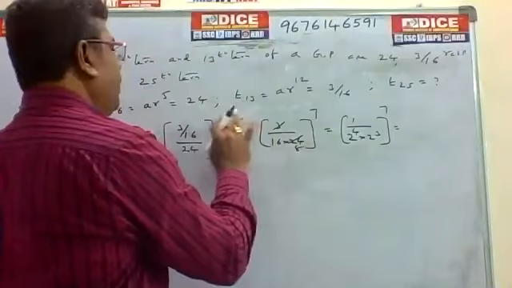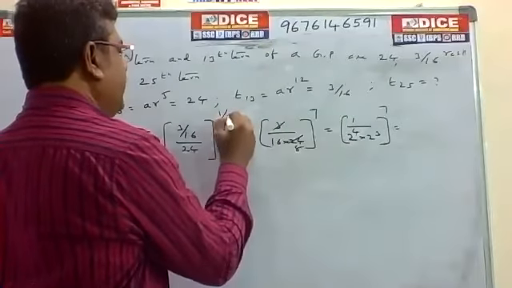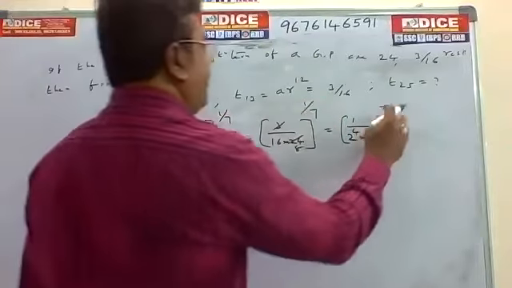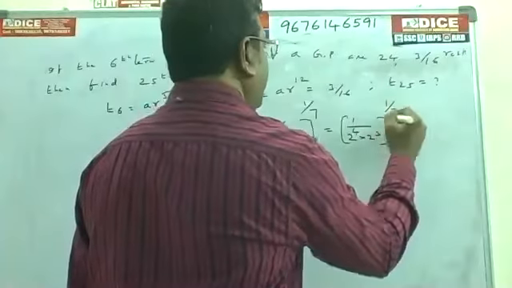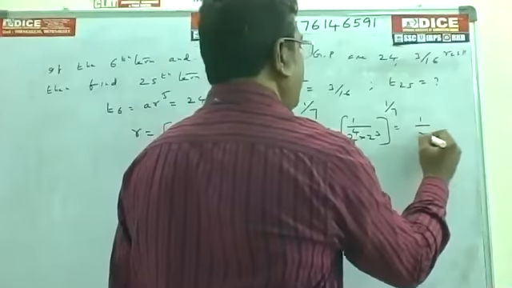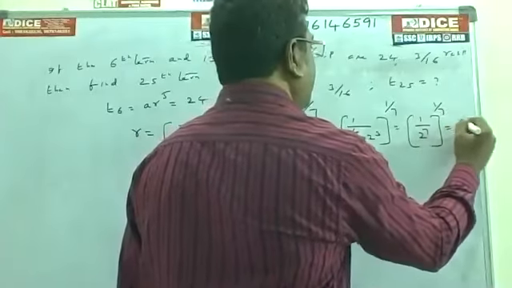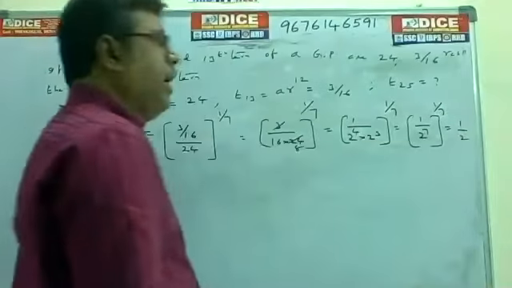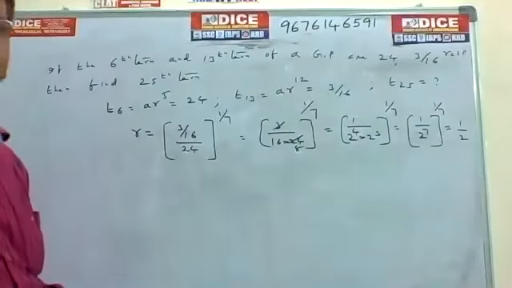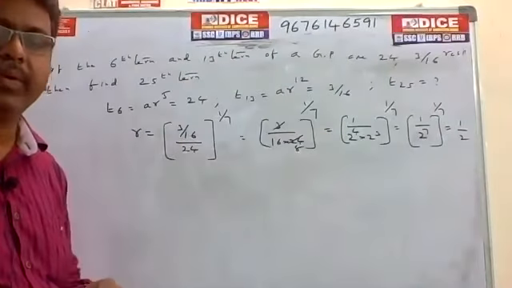The formula is 1 by 7. So this is equal to 1 by 2 to the power of 7 whole to the power of 1 by 7, which is nothing but 1 by 2. The value of R is 1 by 2.